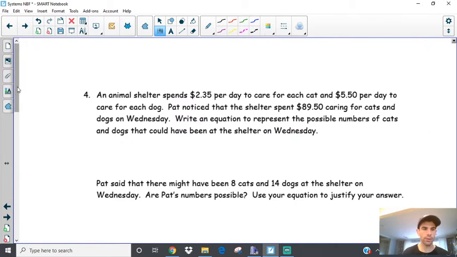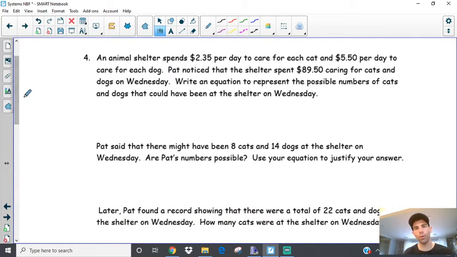Alright, so now let's look at 2 more questions that they just kind of word a little bit differently, but in the end it's kind of the same process. So it says an animal shelter spends $2.35 to care for each cat, $5.50 per day to care for each dog. Pat noticed that a shelter spent $89.50 to care for cats and dogs on Wednesday. Write an equation to represent the possible number of cats and dogs that could have been at the shelter on Wednesday.